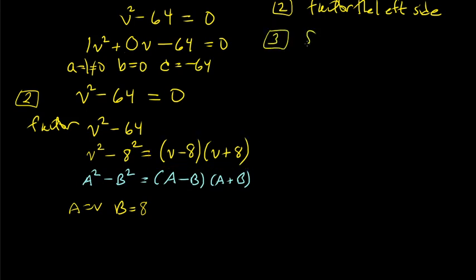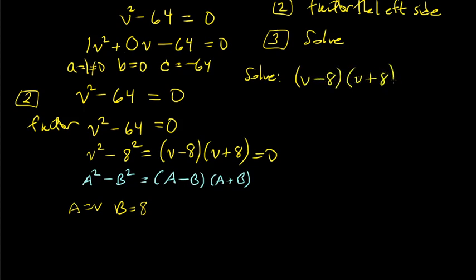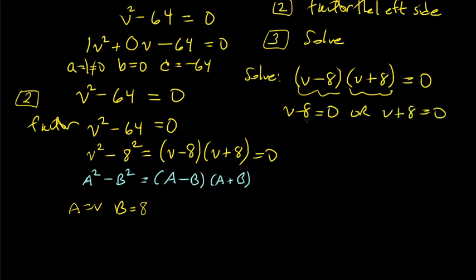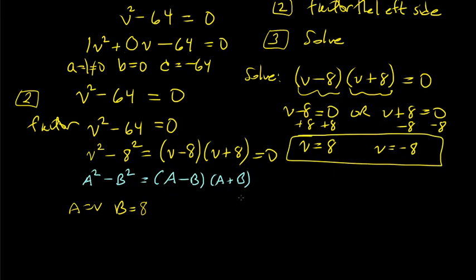Step 3 is to solve. So now we replace the equal 0, and we just have to solve. v minus 8 times v plus 8 equals 0. So here's my a, here's my b. v minus 8 equals 0, or v plus 8 equals 0. Well, if v minus 8 equals 0, then v is going to be positive 8. If v plus 8 equals 0, then v has to be negative 8. And again, those are our 2 solutions.